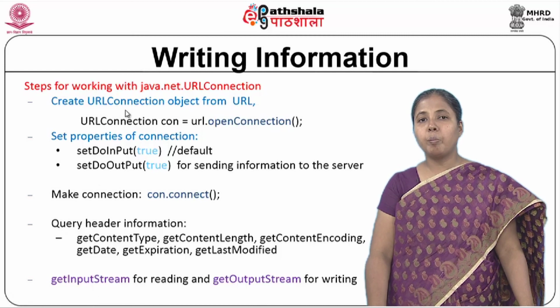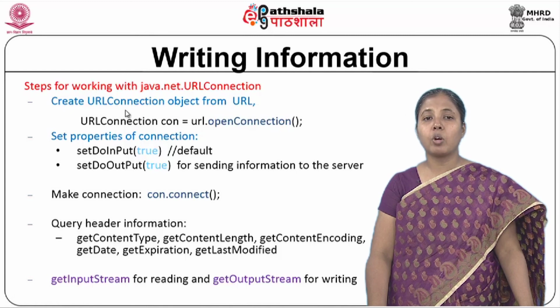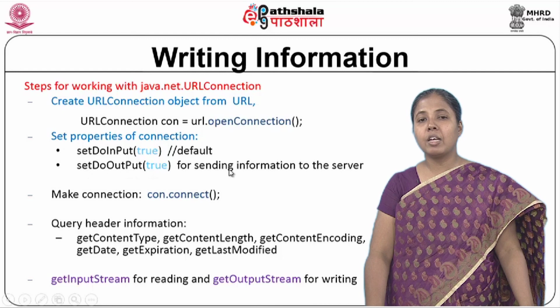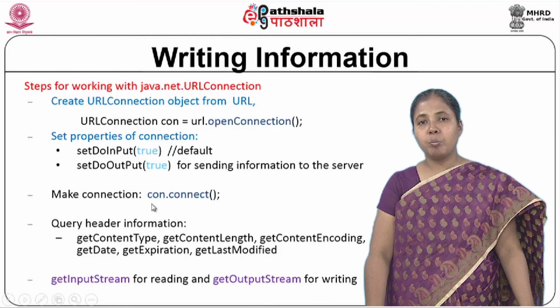The previous example explains how to read information from the URL. Now, you want to write some information to the URL connection. So, the first step, you need to create a URL connection object, and you have to set the properties of the connection, setDoOutput as true, for sending information to the server. And you can now make a connection by calling con.connect on the URL connection object.